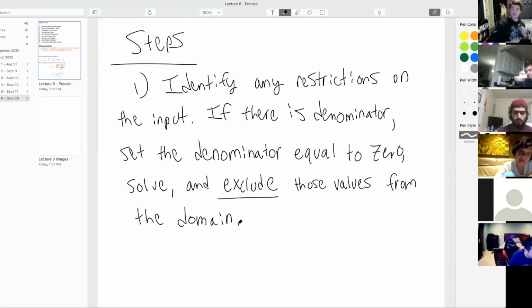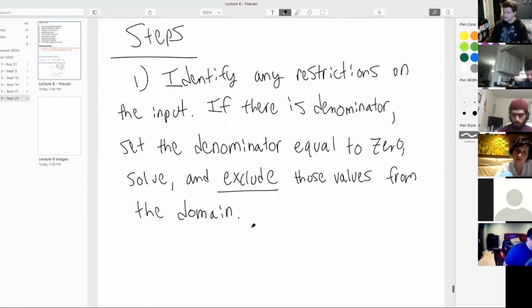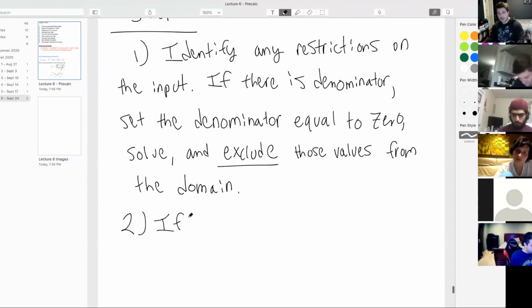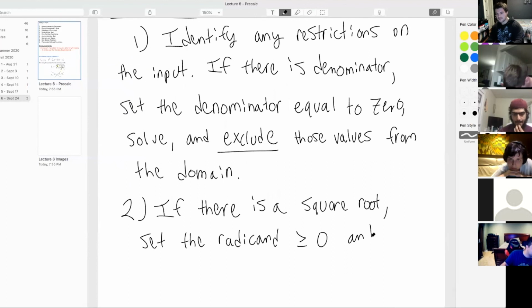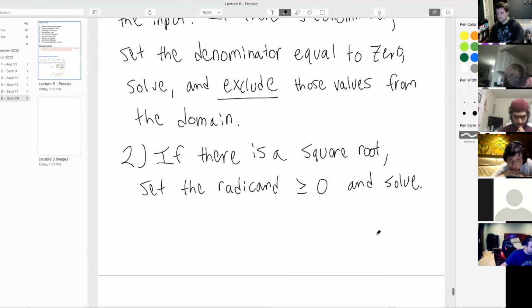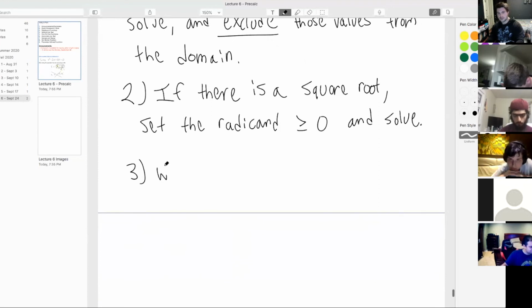Okay, so you set it equal to 0, and then whatever solutions you get from that, you exclude from the domain, because that would cause you to divide by 0. 2, if there is a square root, set the radicand greater than or equal to 0 and solve, just like we did. And 3, write the domain in interval notation.